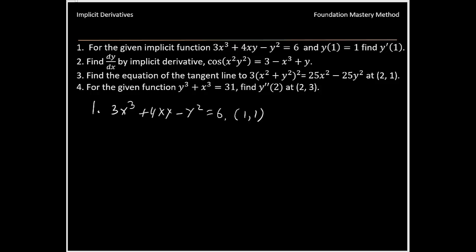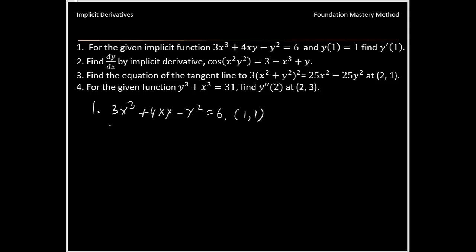Implicit derivative. We have a function 3x cubed plus 4xy minus y squared equals 6, and we are given y(1) equals 1, meaning x is 1 and y is 1. So we can consider this point. We need to find y prime(1). So we can just take the implicit derivative, which is based on the chain rule. So we are taking the derivative with respect to x.